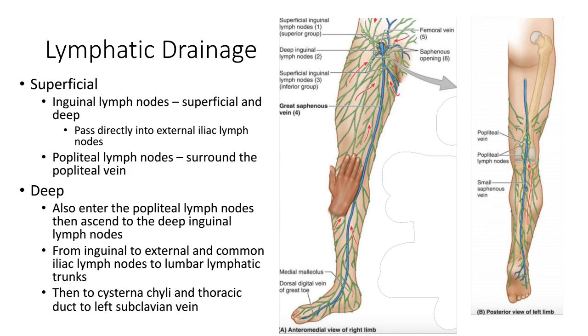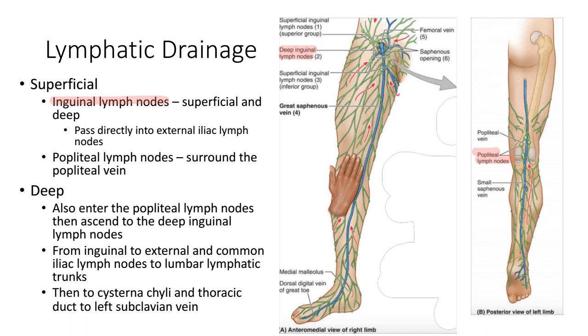There's both superficial and deep lymphatic drainage in the thigh as well. There are superficial inguinal lymph nodes and also deep inguinal lymph nodes. These inguinal lymph nodes pass directly into the external iliac lymph nodes. The popliteal lymph nodes are also superficial lymph nodes, and they surround the popliteal vein. Then there are deep lymphatic vessels that also enter the popliteal lymph nodes, and then they're going to ascend to the deep inguinal lymph nodes.